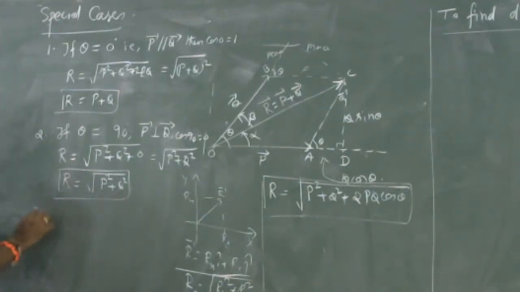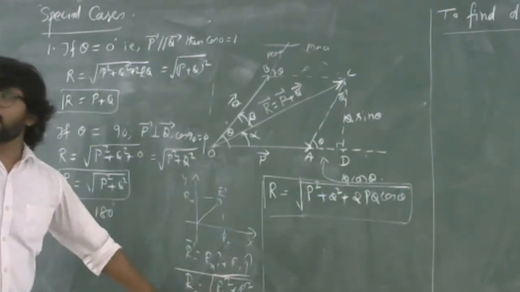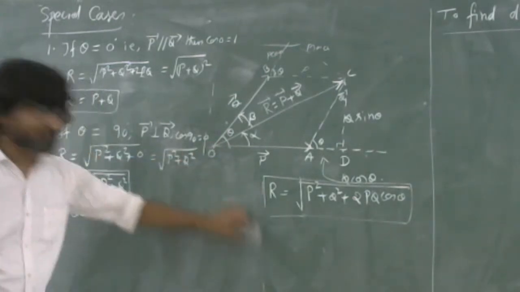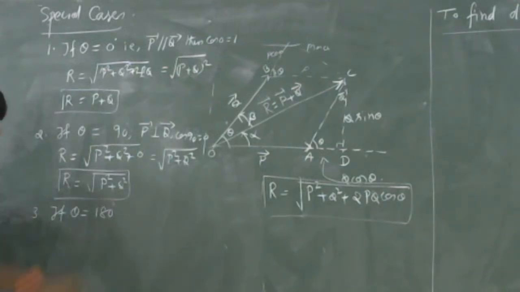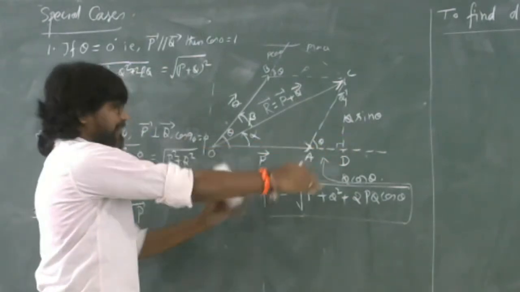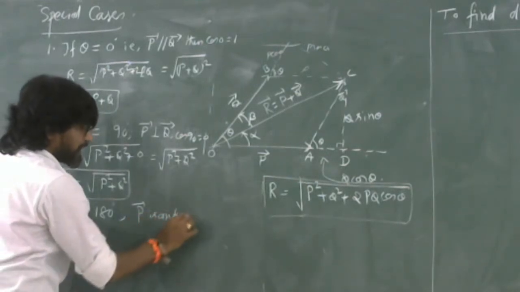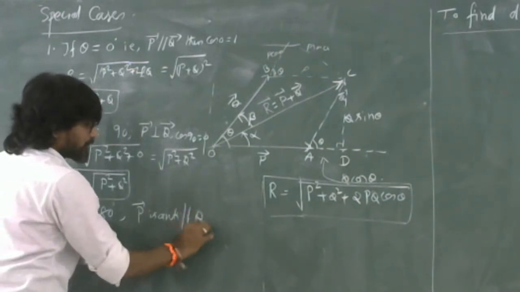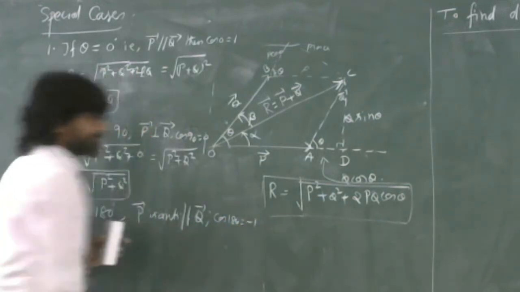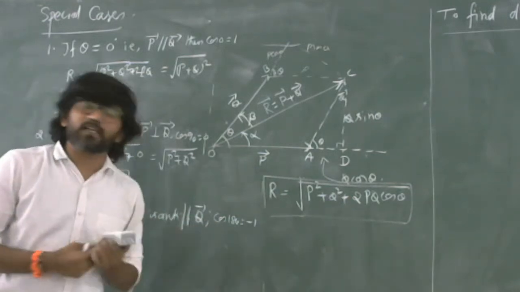Next, third case. If theta is equal to 180, what does it mean? 180 means P vector is in this direction, Q vector is exactly in the opposite direction. So P vector is anti-parallel to Q vector. Then what is cos 180? Cos 180 is minus 1. You have to remember how cos 180 is minus 1, guys.